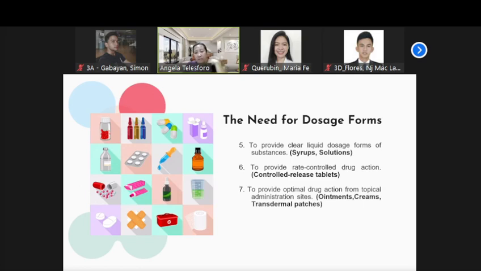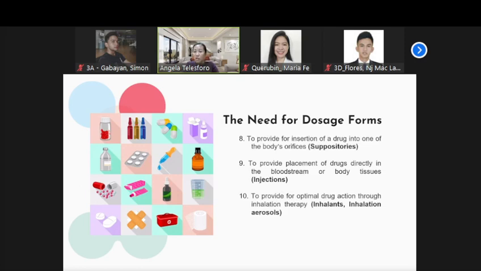Another is to provide optimal drug action from topical. So hindi naman lahat ng drugs need to be taken orally. If na-skin infection, local pa lang, dili systemic, it would be better if we can give a drug direct to the site of infection. Diba? So for local, topical administration, so we give ointments, creams, or transdermal patches. To provide insertion of a drug into the body orifices, so like suppositories.